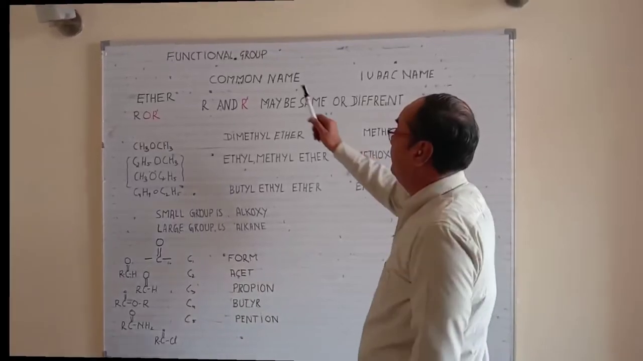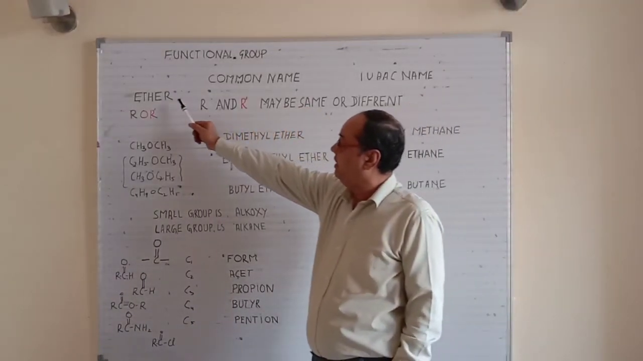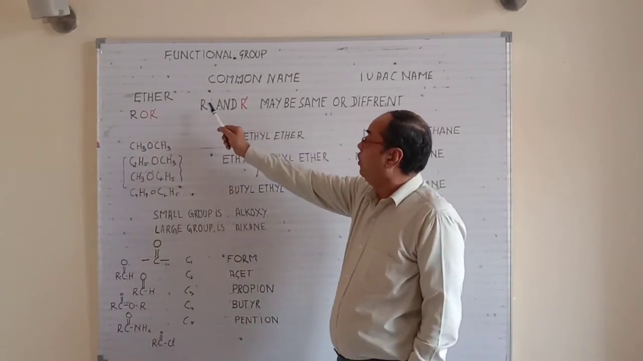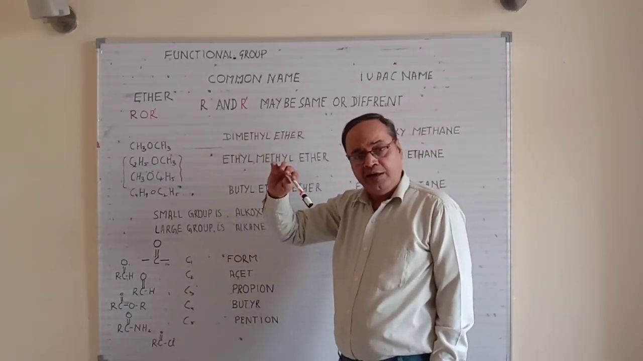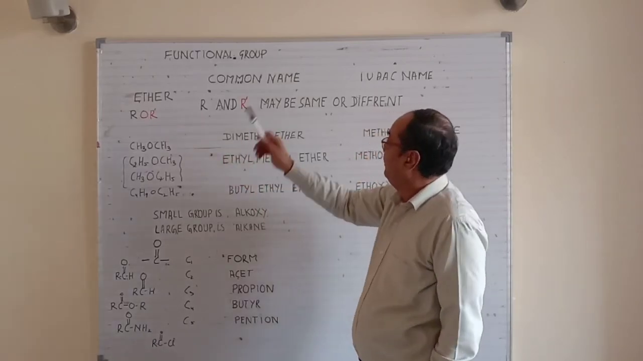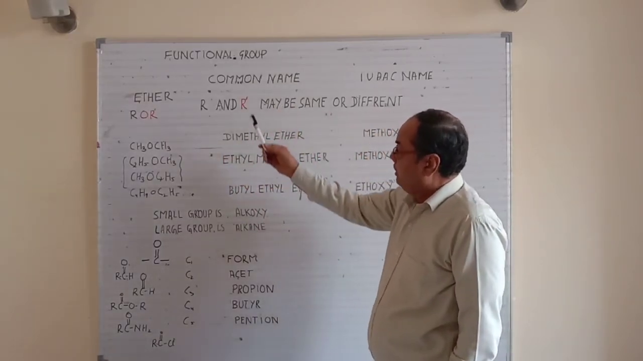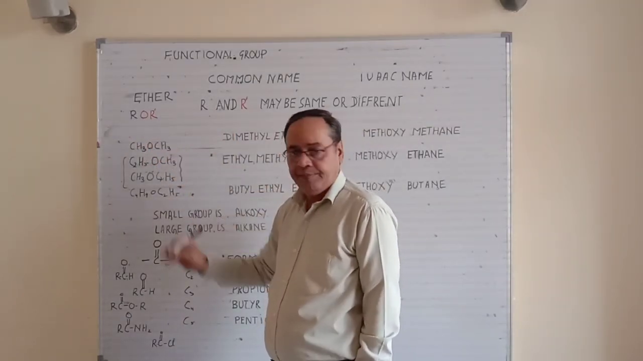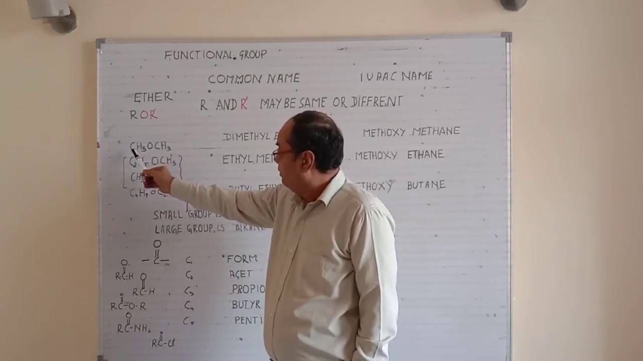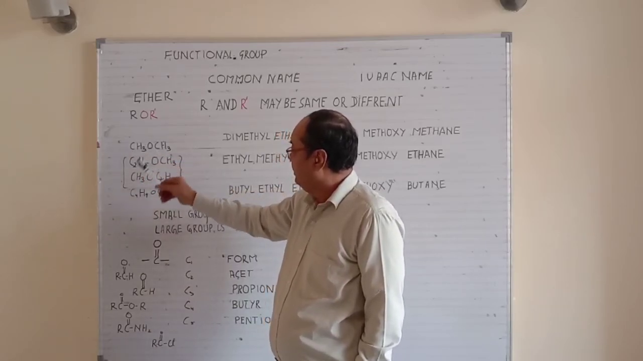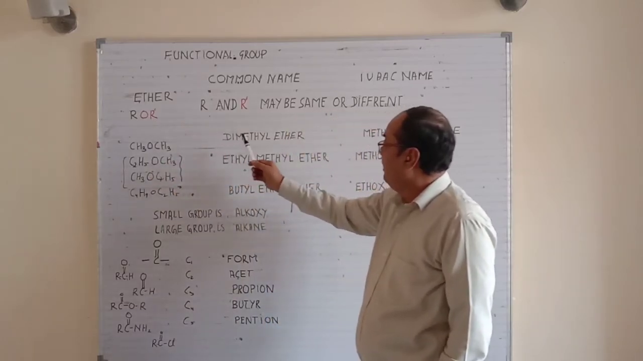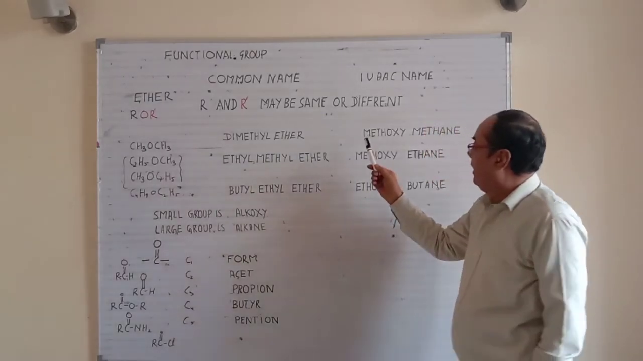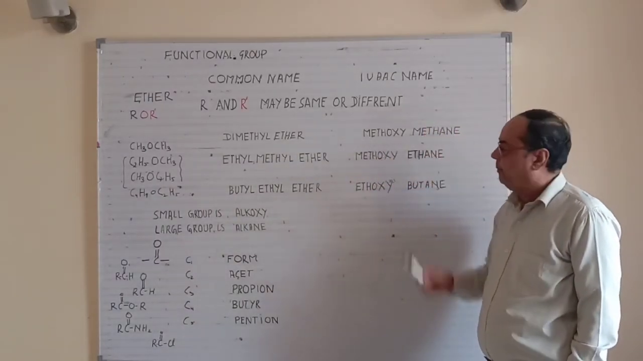Now students, the next group is called ether, which has the formula ROR'. R or R' may be the same alkyl group or different alkyl groups. So first, let's take both R the same: CH3OCH3. The common name is dimethyl ether and the IUPAC name is methoxymethane.